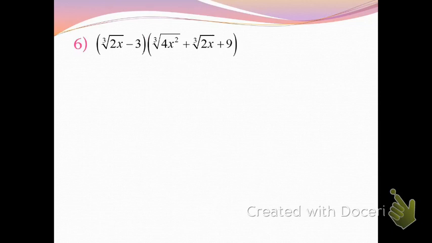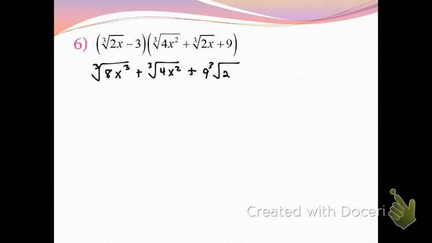Okay, now I have a binomial times a trinomial. All right, let's take the cube root of 2x times the cube root of 4x squared. Okay, so I'll write it out. That would become the cube root of 8x cubed. I know you all could go straight to it right now, but we won't do that. So I'm just multiplying the first term through. So then it would be plus the cube root of 4x squared plus 9 cube root of 2x.